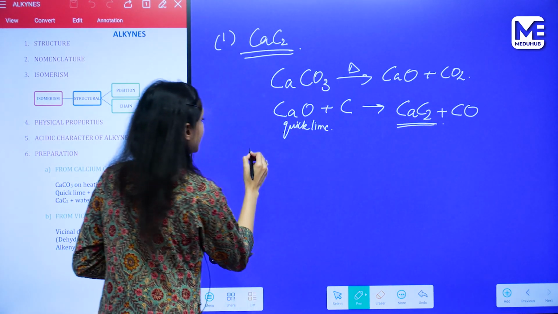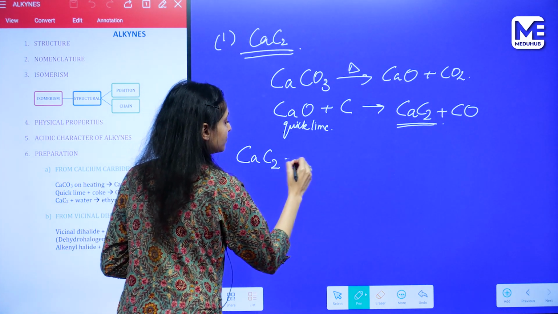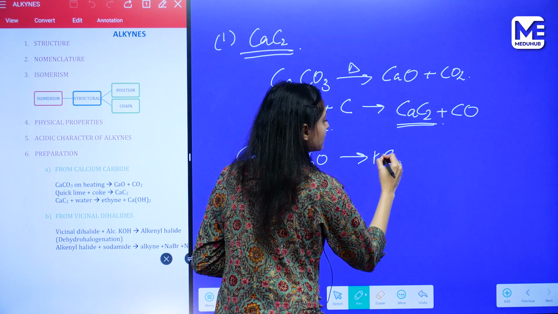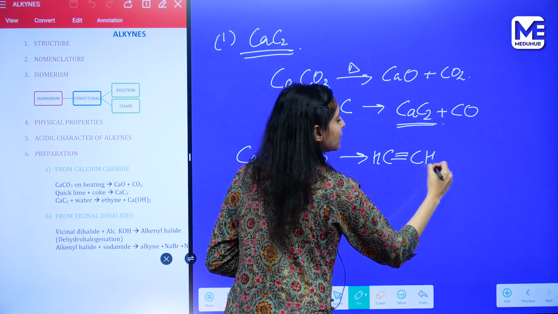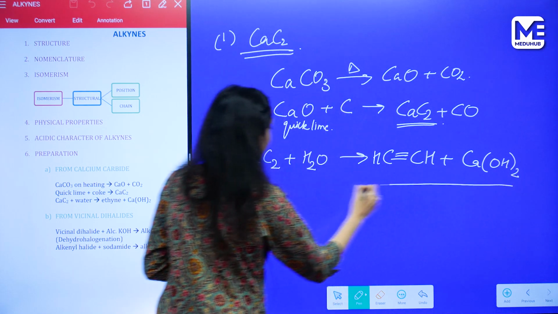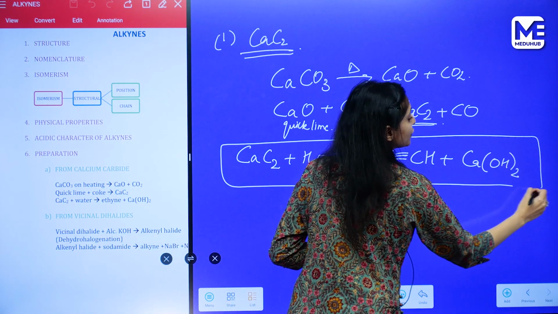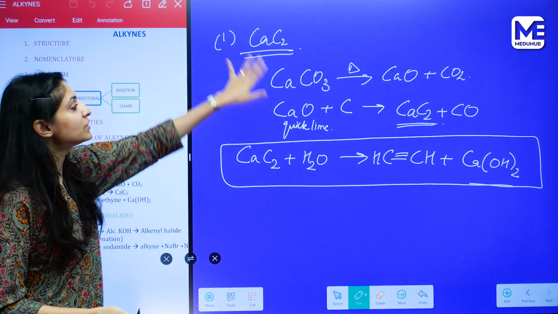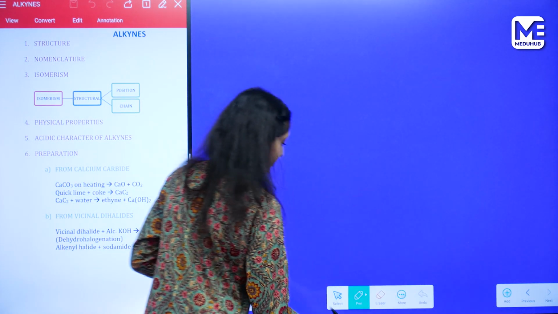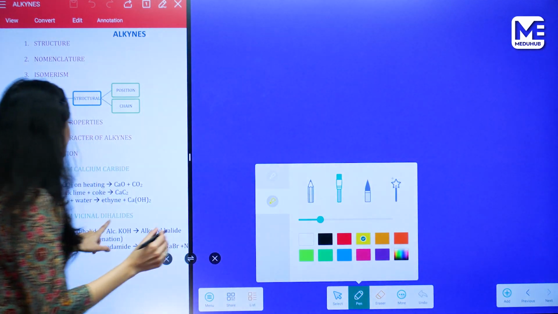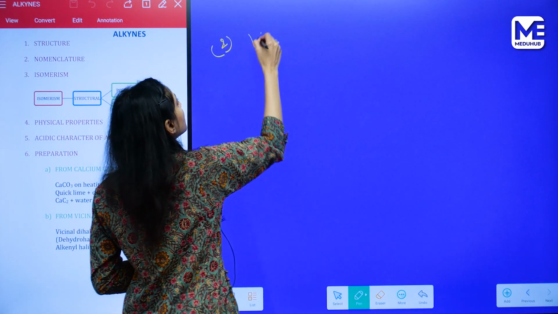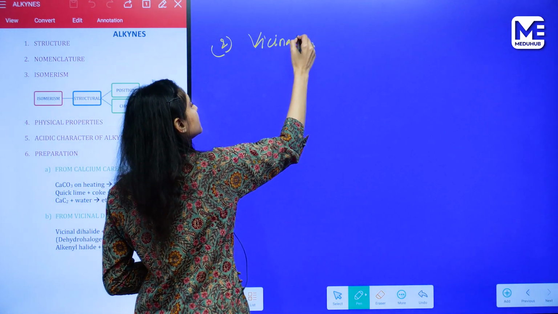This calcium carbide, when treated with water, gives us ethyne and calcium hydroxide. This is a very important reaction for the preparation of ethyne using calcium carbide. There is another way to prepare alkynes, which is from vicinal dihalides.